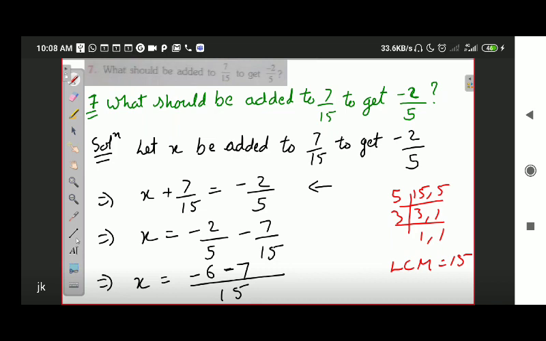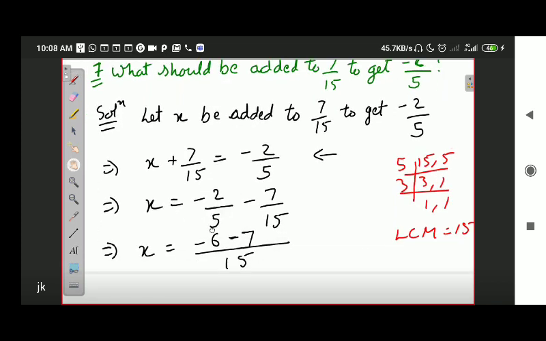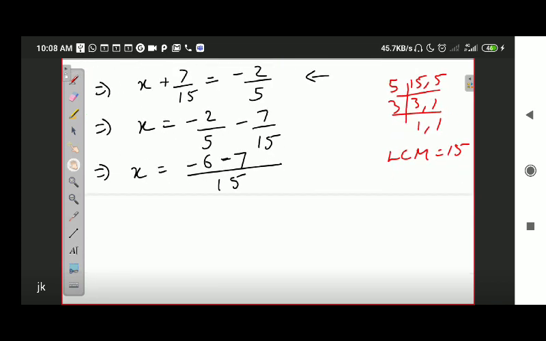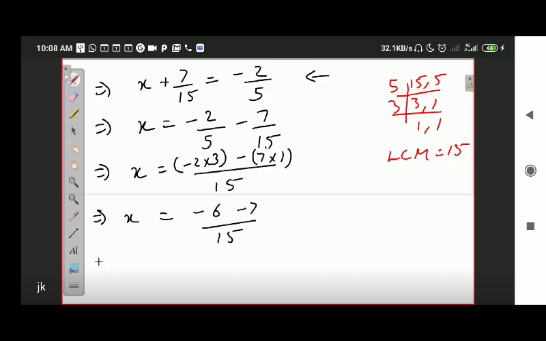We can take the LCM directly like this as well. Let me write it more properly for you. x = (-2 × 3 - 7 × 1)/15, so x = (-6 - 7)/15. -6 - 7 is -13, so x = -13/15. So -13/15 should be added to 7/15 to get -2/5.